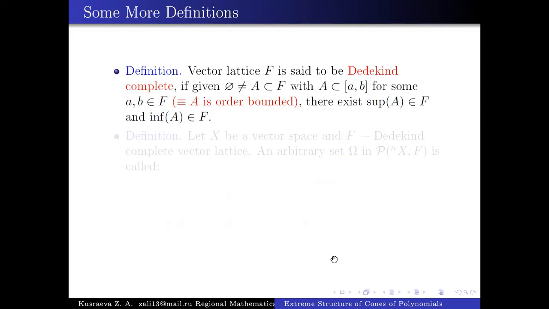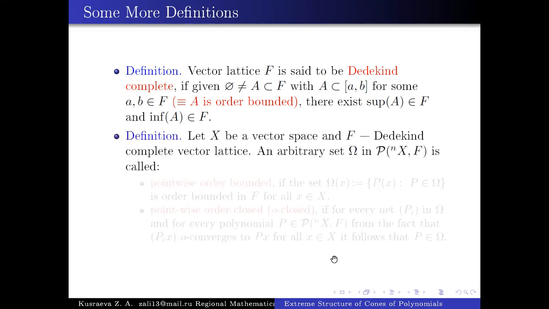Also, to formulate the main result, we'll need some more definitions. First is the notion of a Dedekind complete vector lattice, or, as we say in Russian literature, Kantorovich space or K space. F is said to be Kantorovich or K space or Dedekind complete if and only if for a given non-empty order bounded subset A of F, there exist supremum and infimum.